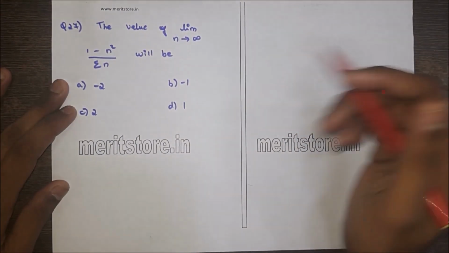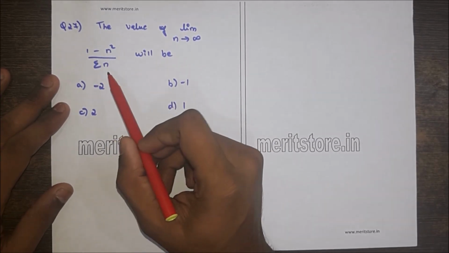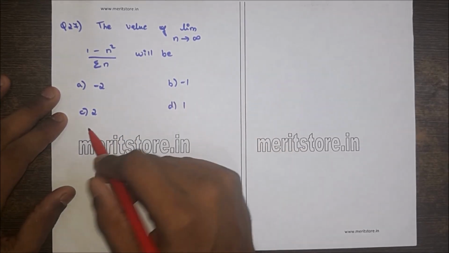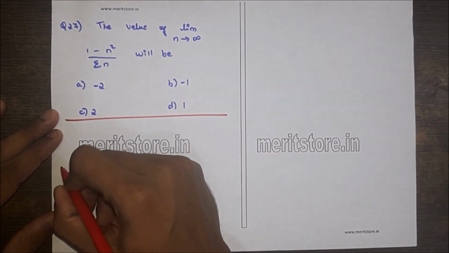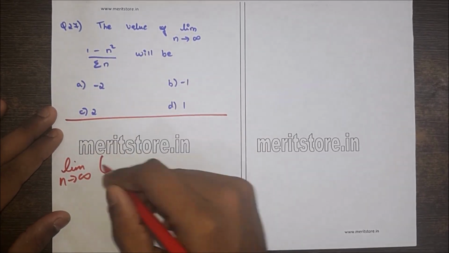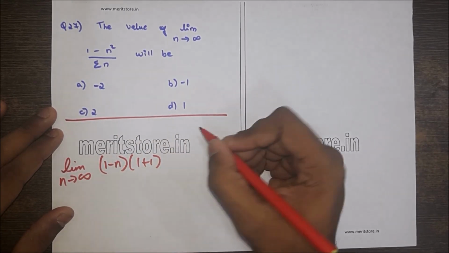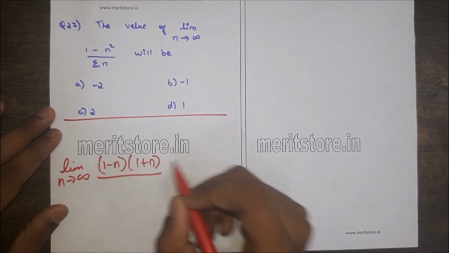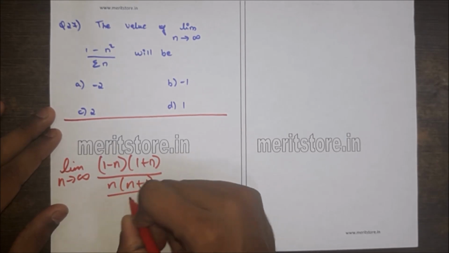The value of limit n tends to infinity 1 minus n square, a summation of n will be a minus 2, b minus 1, c 2 and d 1. What we get is limit and a square minus b square, substitute as a minus b, a plus b, we get 1 minus n, 1 plus n, and summation of n would be n into n plus 1 by 2, gives you by 2.